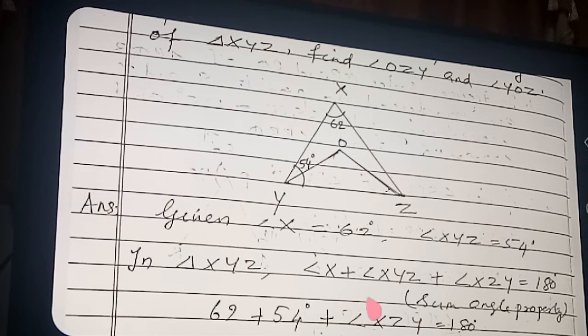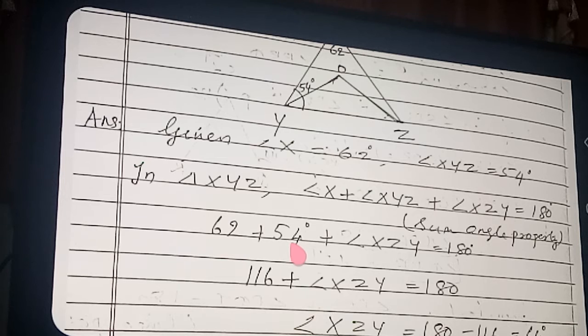In triangle XYZ, angle X, the first angle, is this one. I didn't write angle Y as just Y because in your question XYZ is used there, so I wrote XYZ in full. Plus, the third angle coming is this one, XZY, is equal to 180. Okay. Angle X, how much? 62 degrees. Angle XYZ, how much is given? 54 degrees. Plus angle XZY is equal to how much? 180. Okay.